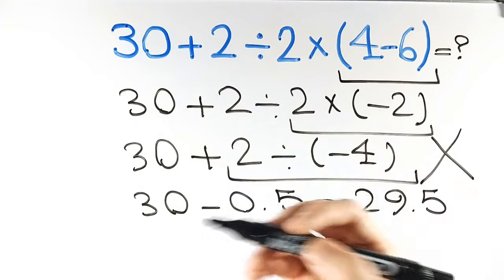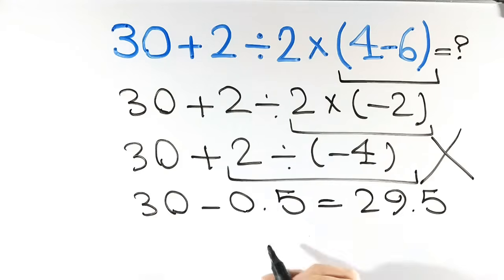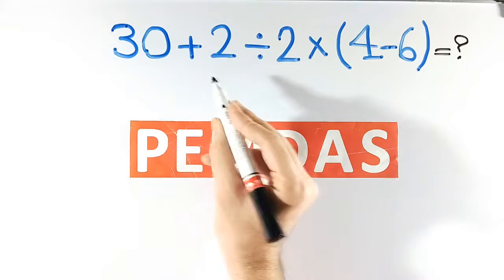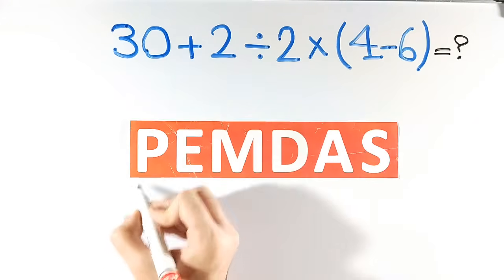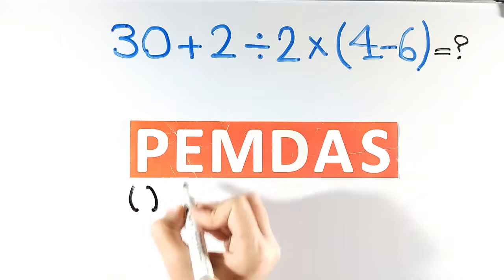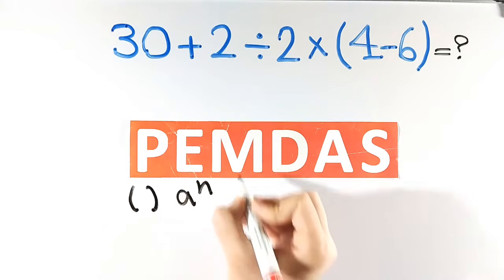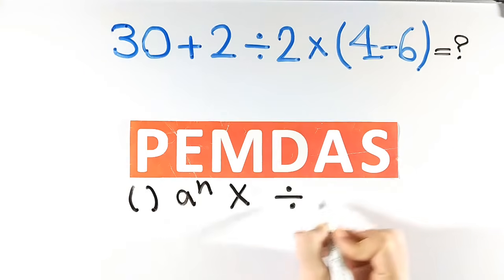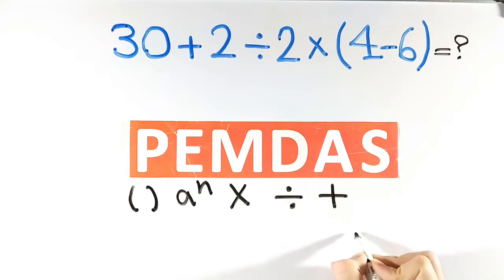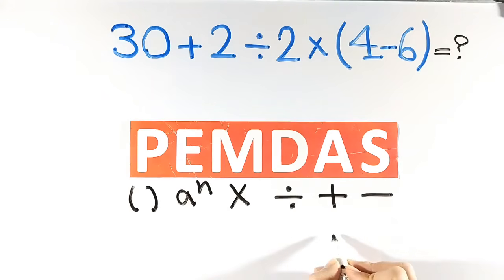Alright, now let me show you how to solve this expression properly. To solve this question, we must follow a rule that is called PEMDAS. In this rule, P stands for parenthesis, E stands for exponent, M stands for multiplication, D stands for division, A stands for addition, and S stands for subtraction.